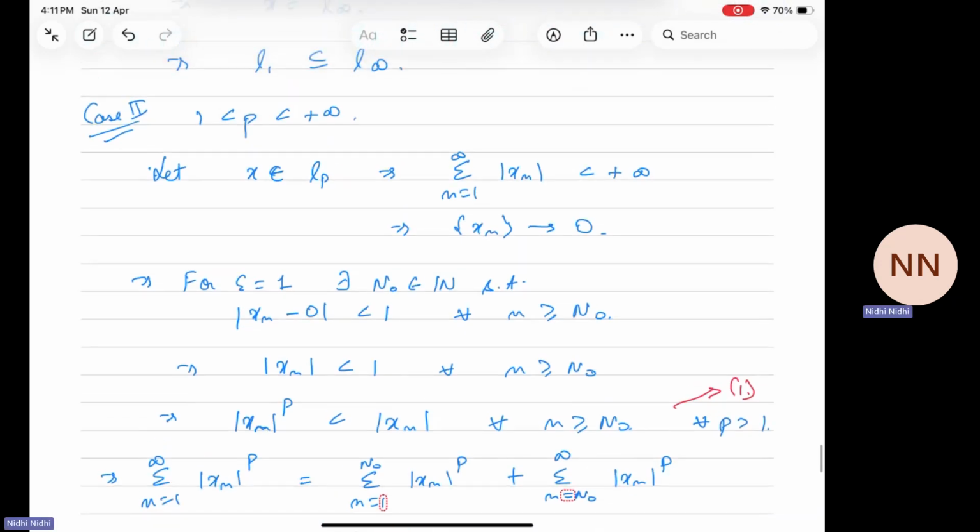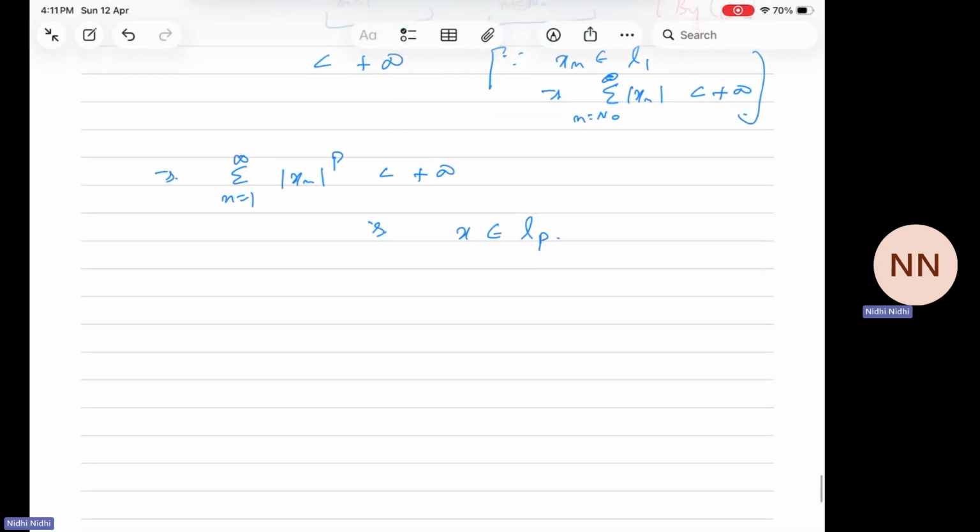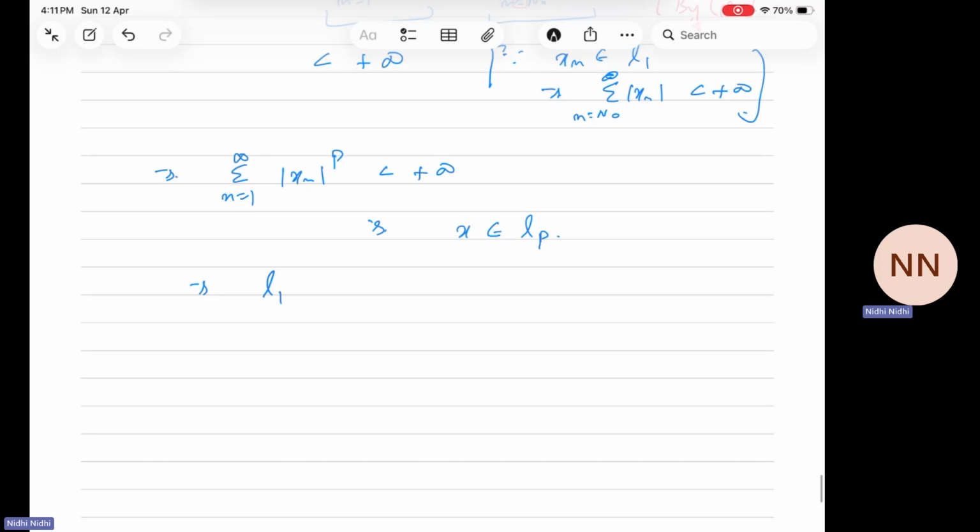So we started with an element in L1 and ended up getting it in LP. That means L1 is a subset of LP.